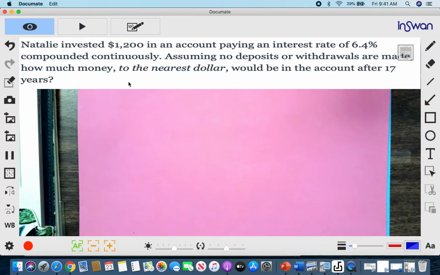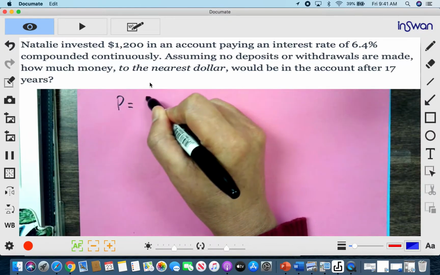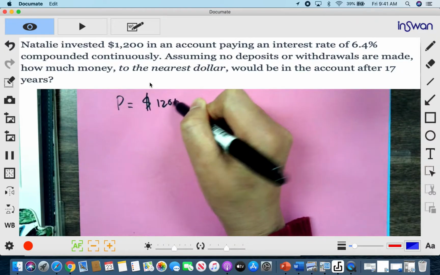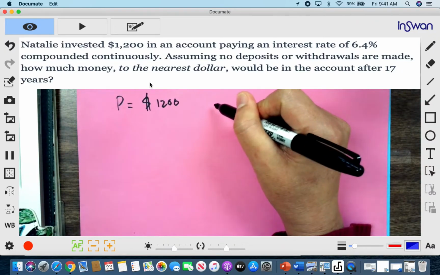Okay, the trick here is to differentiate between the two, whether you're dealing with compound interest or continuously compounding. And you can actually see it from the problem itself. It says here, compounded continuously. So we will have to use that formula for this matter. Natalie invested 1,200 in an account. So the principal is 1,200. Now this principal is earning 6.4% continuously compounded.